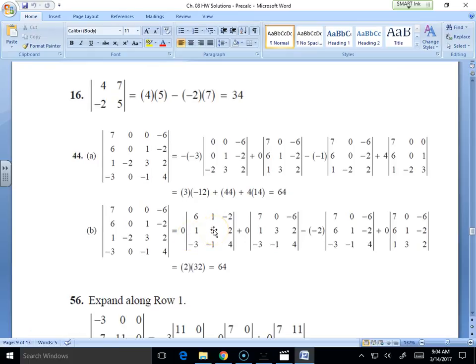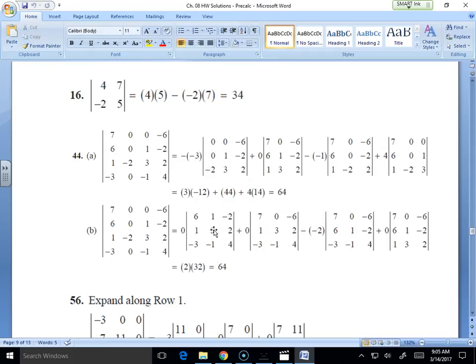You were supposed to find the determinant 2 different ways. Both ways should have ended up being 64, but that doesn't necessarily mean both ways worked out. So you were supposed to expand along, what was the first one? Row 4, I think. And then letter B, you were supposed to expand along column 2.